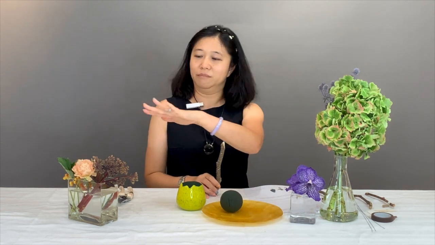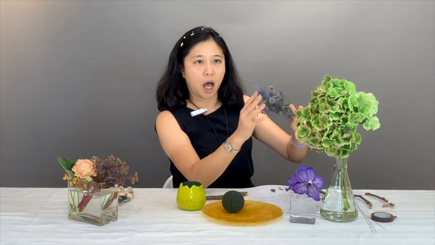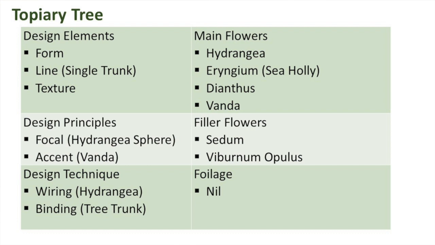And today we are going to make a rounded form topiary tree with the materials that we have on the table. So first we have a very nice classic green hydrangea and some very spiky purple sea holly. Quite an interesting texture, a very good contrast of the hydrangeas with the sea holly. And also we have some very purple lavender.